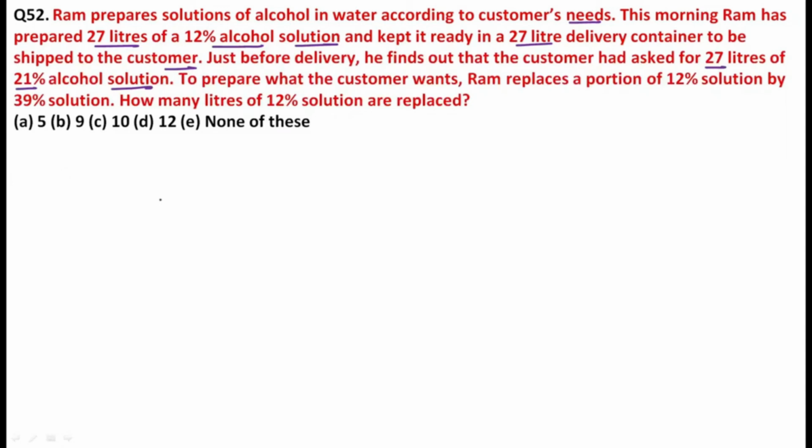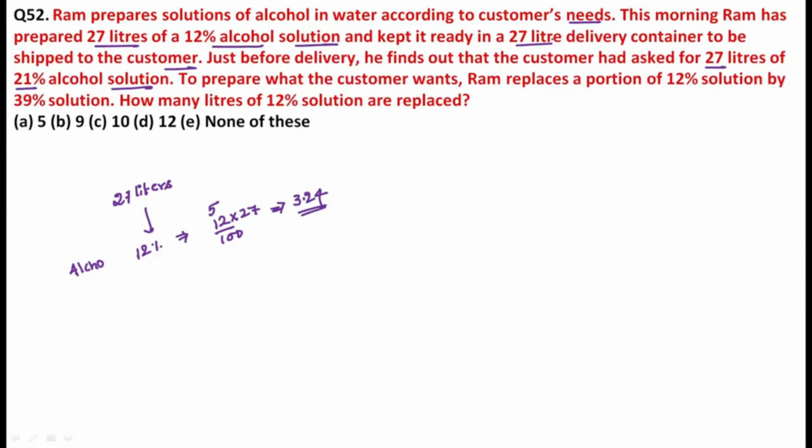Now see, Ram prepared the solution according to the customer's needs. That is the information. Initially there are 27 liters. Out of 27 liters, the alcohol content is 12 percent. What is the value of 12 percent, guys? The alcohol content is 12 percent, means 12 into 27 divided by 100. Now just go through the calculation. 27 twos are 54, 5 here, 27 ones are 27, 32. So now the alcohol in the 27 liters is 3.24.